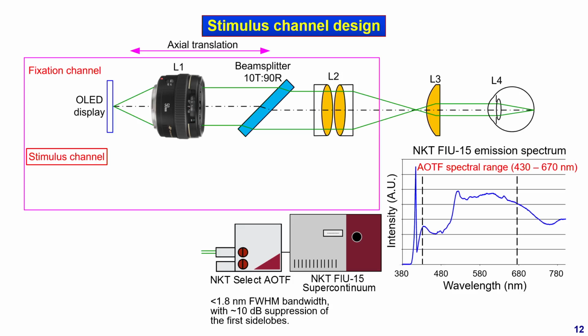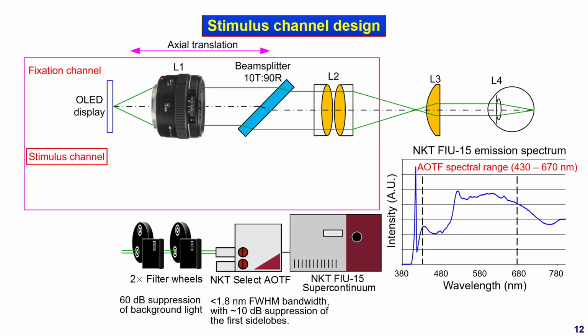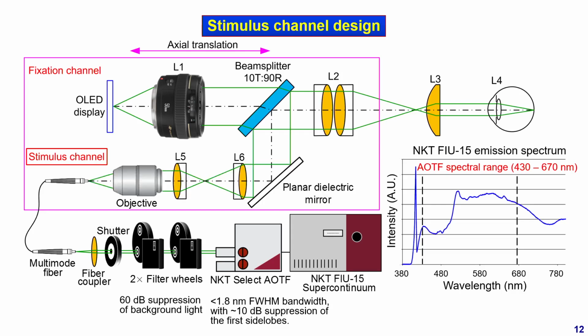However, there is some background light that can stimulate photoreceptors. Hence, we use spectral filters to reduce the background light by 60 dB. We use a mechanical shutter to block the small amount of leakage light during subject alignment. Then, the light is coupled to a multimode fiber. Finally, we image the fiber core onto the retina with 3 optical relays, with the eye being the last lens.